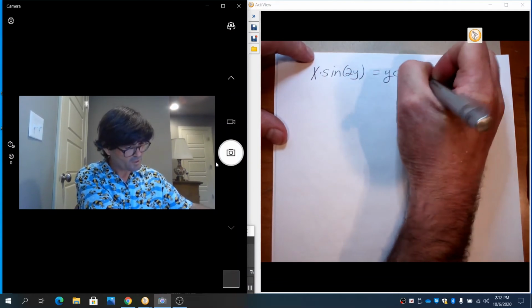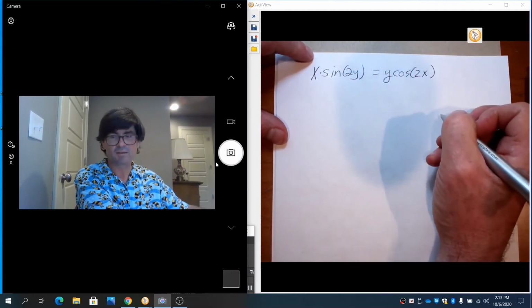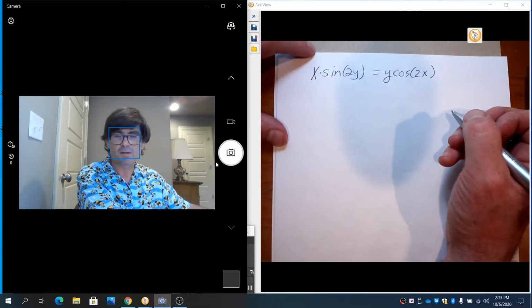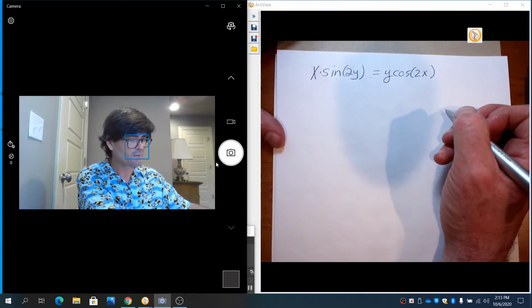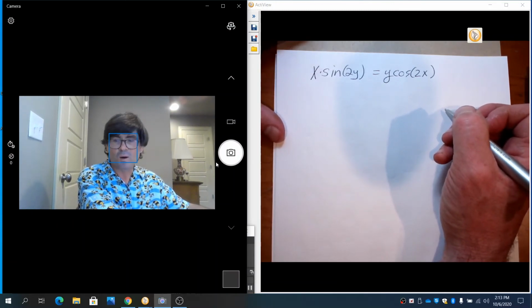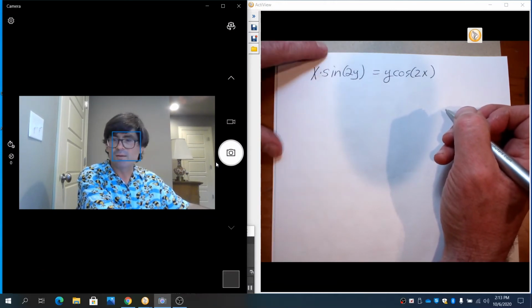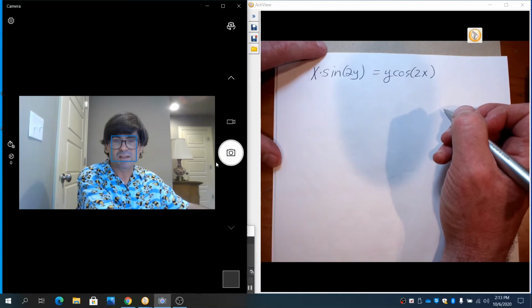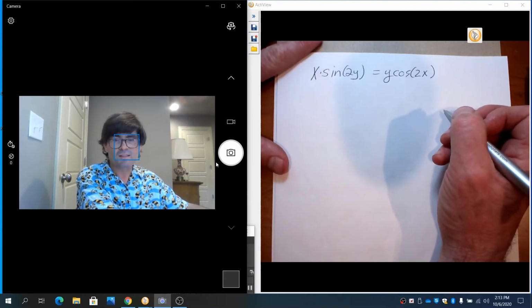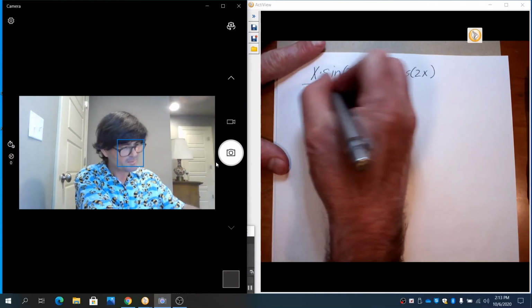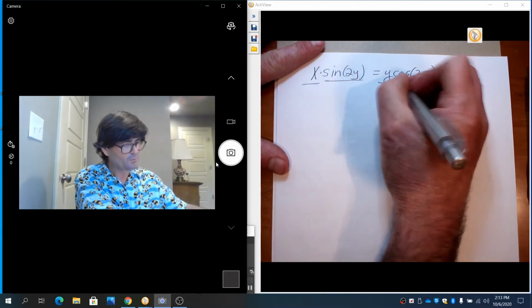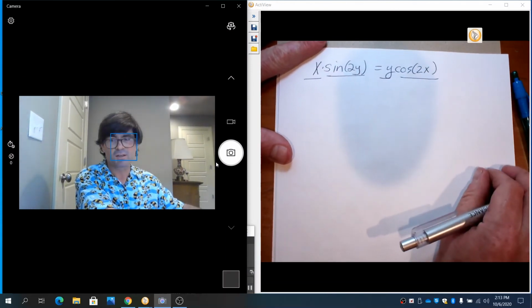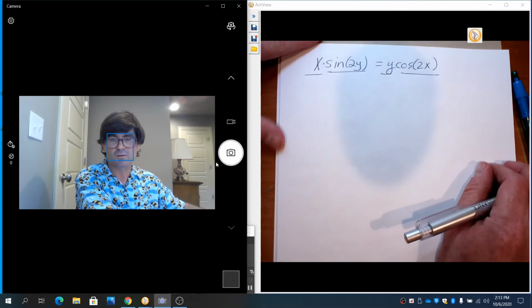Another equation. I have no idea what this graph looks like. I don't really care. We're not really that interested in the graphs here. We're just taking weird, wild equations that you don't know how to deal with and making them something you can work with. That's what we're doing here. In this case, we have two product rules, one on the left side, x times sine of 2y, on the right side, y times cosine of 2x. So we're going to do two product rules here.